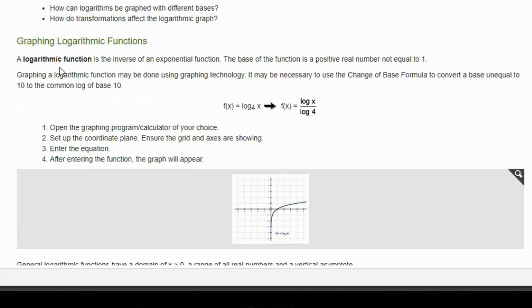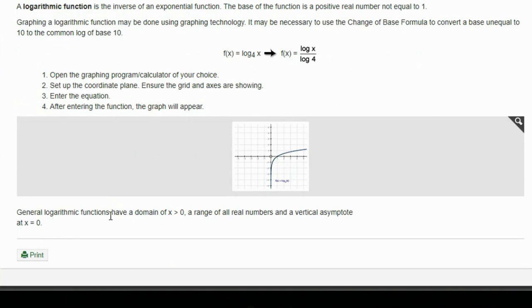So a log function is an inverse of an exponential function. So it's a reflection of y equals x over the line y equals x. The base of a function is a positive real number not equal to 1. Graphing a log function may be done using graphing technology. If you need to change the base, that's how you do that. Open the calculator, set up the coordinate plane, enter this equation, and you'll have the graph appear.